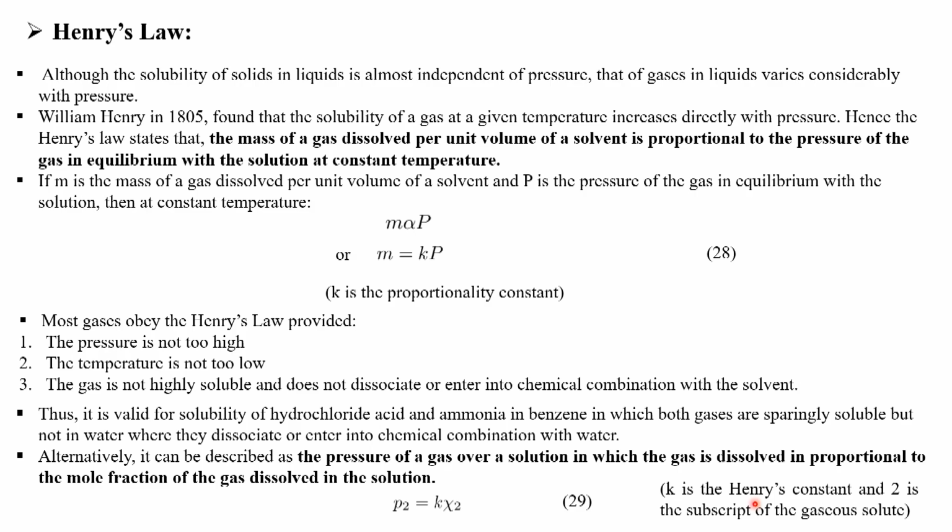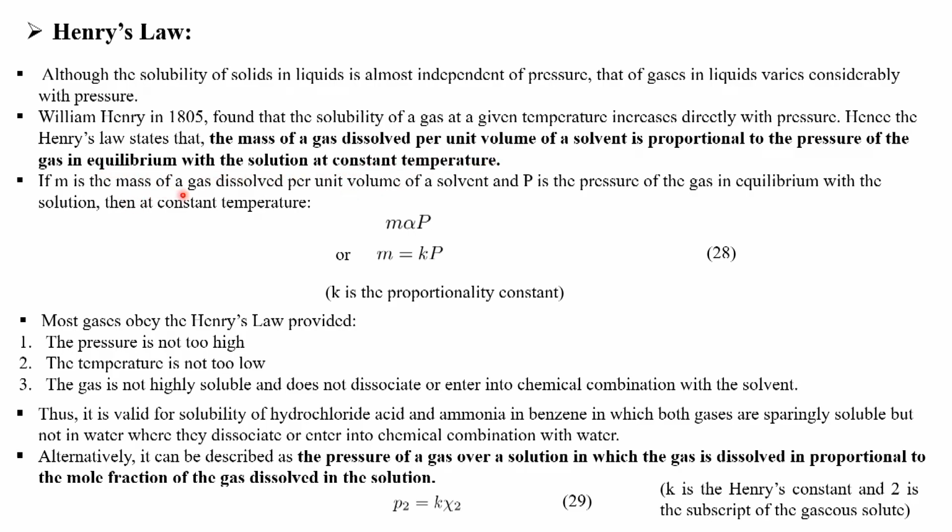Next, we discuss Henry's law. Although the solubility of solids in liquid is almost independent of pressure, that of gases in liquid varies considerably with pressure. So William Henry in 1805 found that the solubility of a gas at a given temperature increases directly with pressure. Hence, Henry's law states that the mass of a gas dissolved per unit volume of a solvent is proportional to the pressure of the gas in equilibrium with the solution at constant temperature.